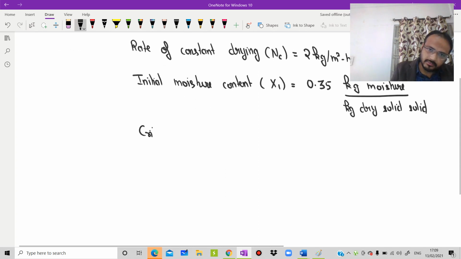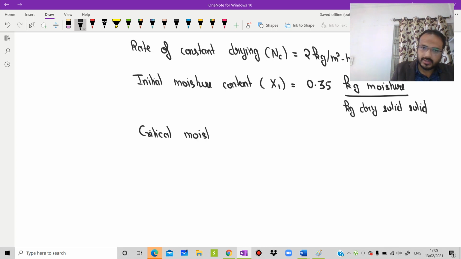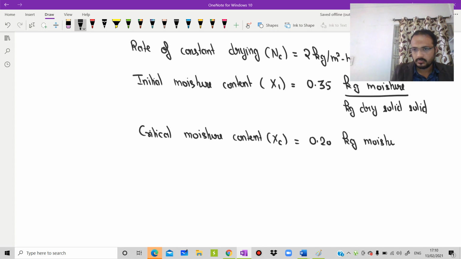Critical moisture content value, that is xc, is given as 0.20 kg of moisture per kg dry solid. Here I write two times dry.